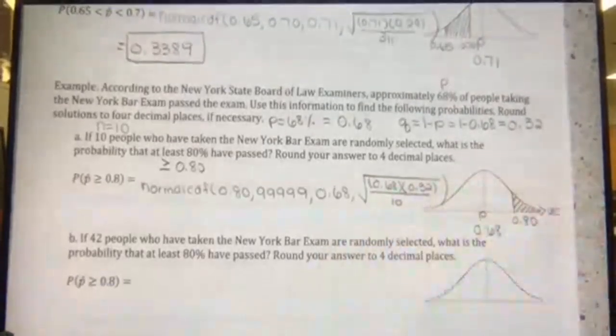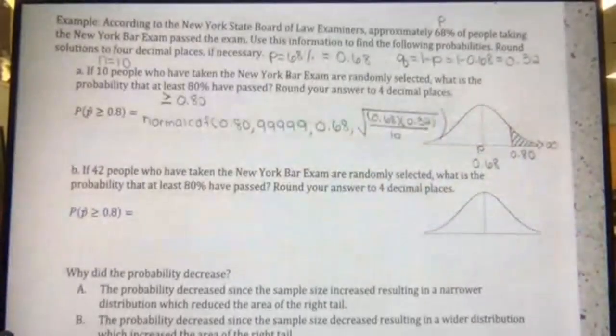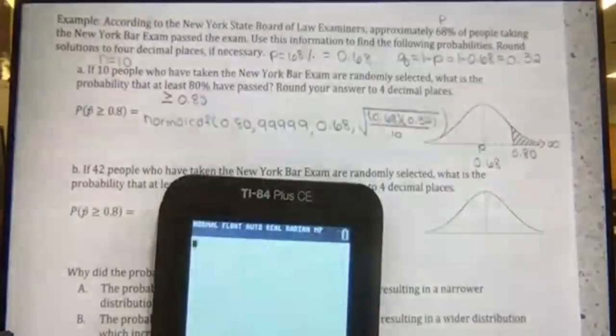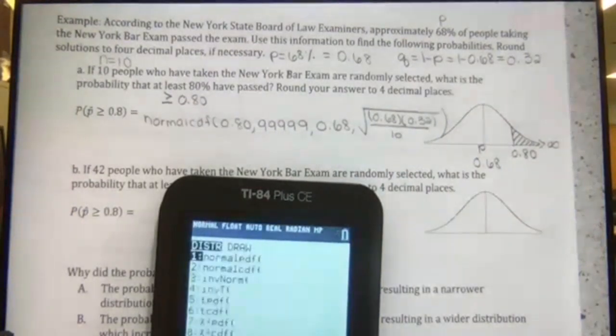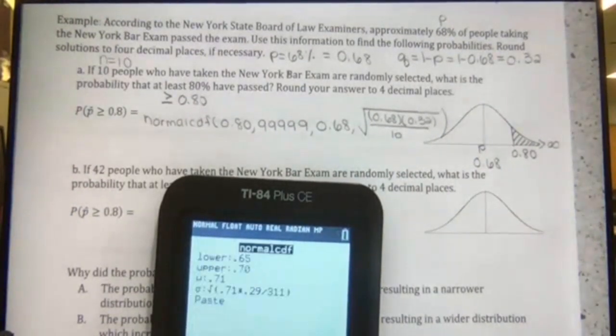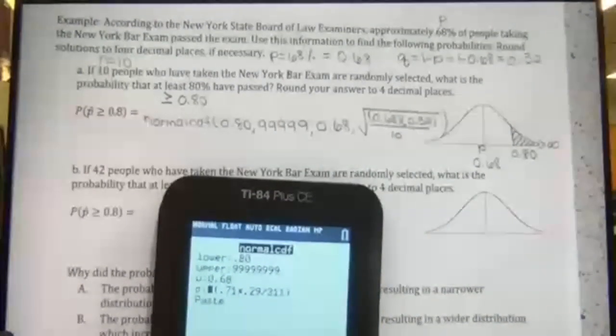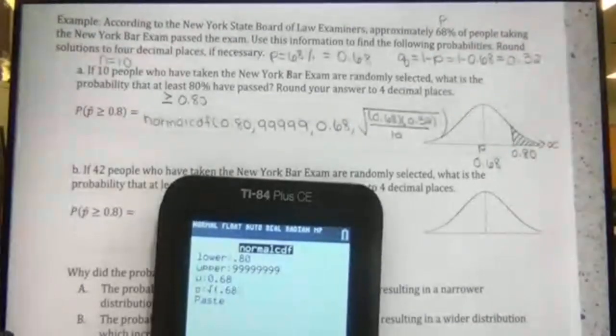Again, we're talking about a sample, so we have to do that weird standard deviation formula. Always when we're talking about a sample, you have to use the standard deviation sample formula. So second bars, normal CDF. Our lower limit's 0.80. Our upper limit is 9999999 for infinity. Mean, which is our p-value, is 0.68.